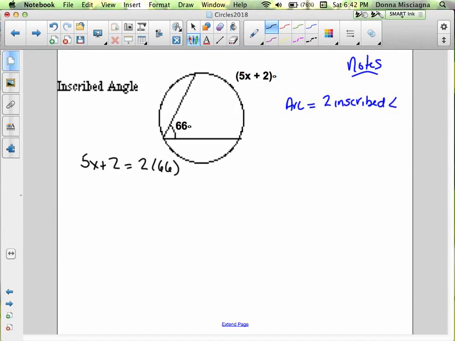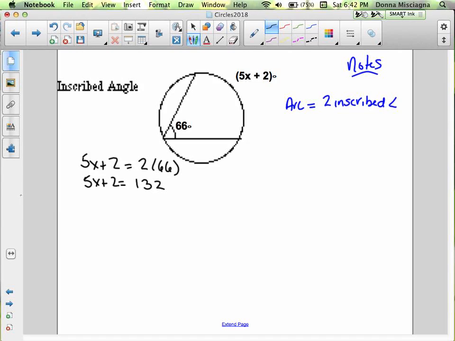We don't have any letters here. I could add them in, but I added them on the other problem, so we'll just write it in like this. You have the formula already in your notes, so I think we'll be okay. Now we're just going to multiply 2 times 66. So 5x plus 2 equals 132.